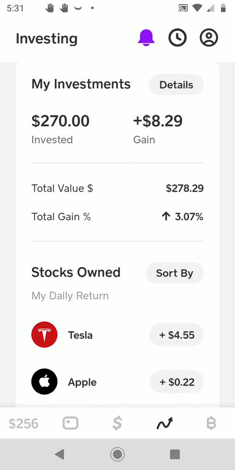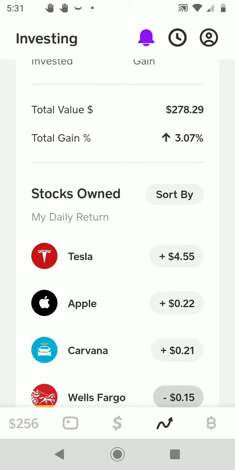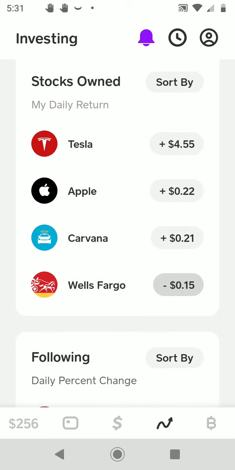Okay, so let's scroll down here a little bit. These are the individual stocks that I'm invested in as of today, and it's showing my gains. In Tesla, I have gained $4.55. Apple, I've gained 22 cents. Carvana, 21 cents. Wells Fargo, I'm down actually 15 cents. Now that's not a lot.